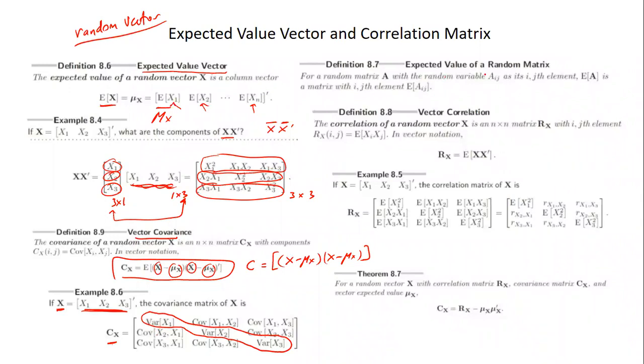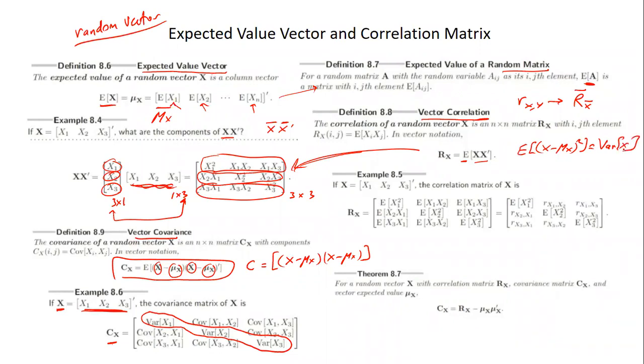We can define the expected value of a random matrix as we defined here. This is very similar to this one. We can define vector correlation as we previously defined correlation. Previously it was R_XY, now we simply have R_X for a vector, which is the expectation of X times X transpose. Remember that the expectation of (x minus mu x) squared was the variance of x.